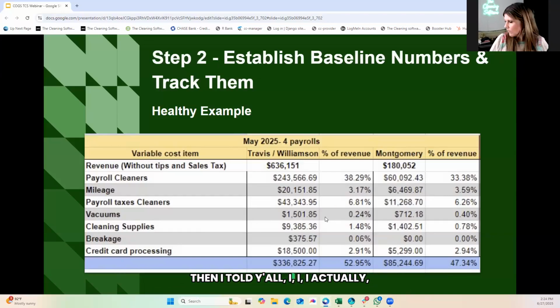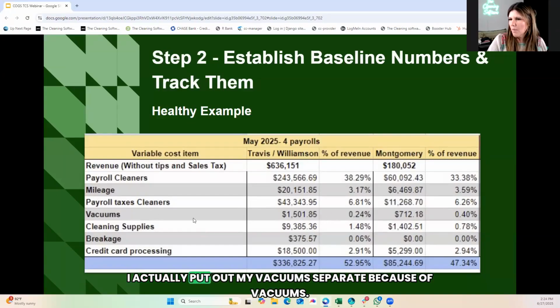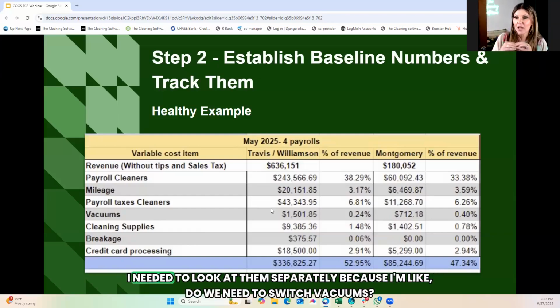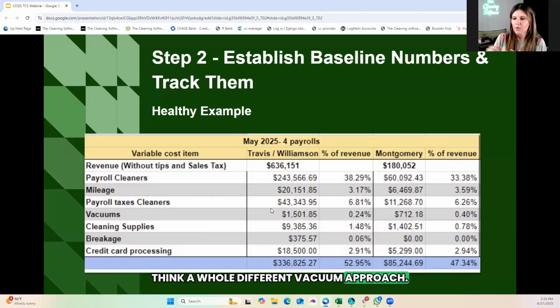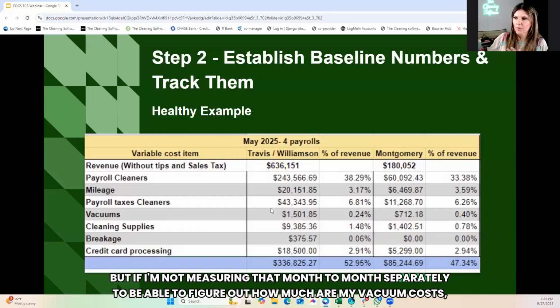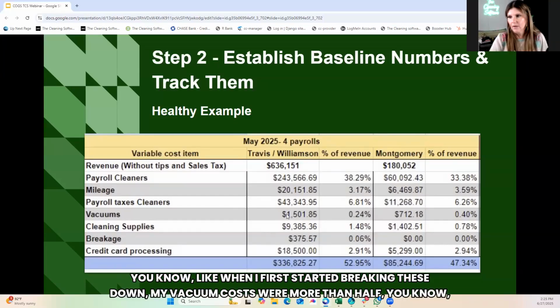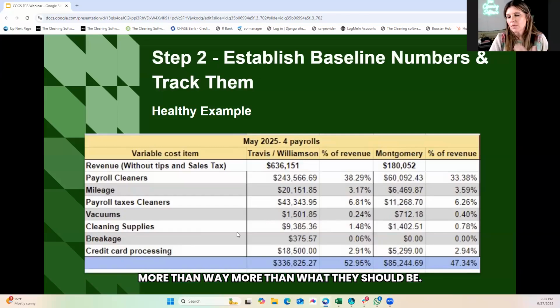Then I told y'all I actually put out my vacuums separately because vacuums, they're expensive. They can take a lot of those costs. I needed to look at them separately because I'm like, do we need to switch vacuums? Do we need to think a whole different vacuum approach? But if I'm not measuring that month to month separately to be able to figure out how much are my vacuum costs, then I can't really know if it's a problem. Like when I first started breaking these down, my vacuum costs were more than half, way more than what they should be. So maybe looking at them differently.